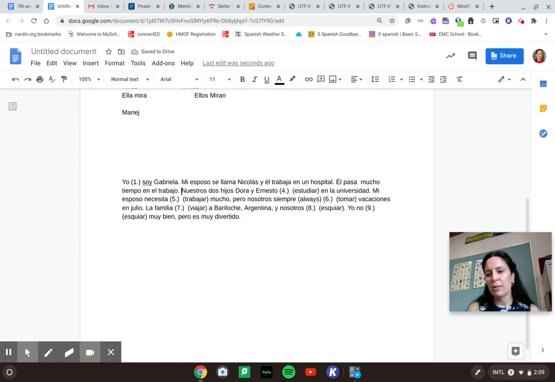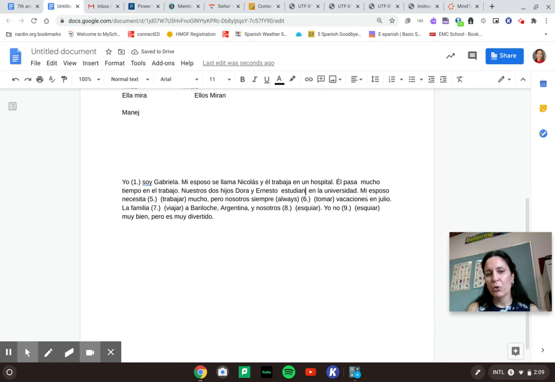Now the subject, the pronoun is changing. It says nuestros dos hijos, Dora y Ernesto. So our two children, Dora y Ernesto, they want to say that they study in la universidad. So first we're going to take off our AR. We want to add the ending for Dora y Ernesto, which is the same as ellos. So what would that be? Should be AN. So estudian en la universidad.